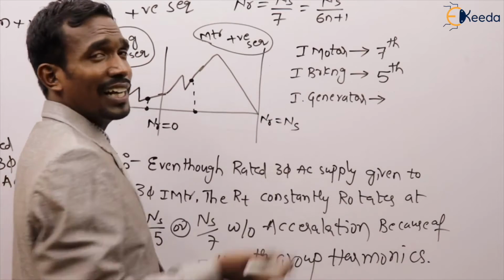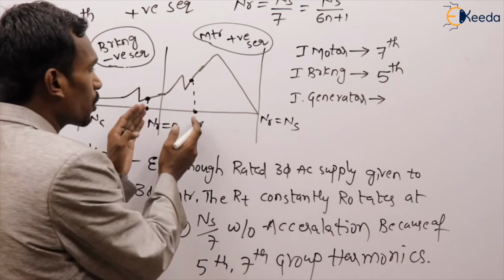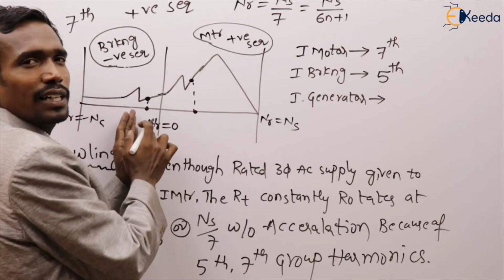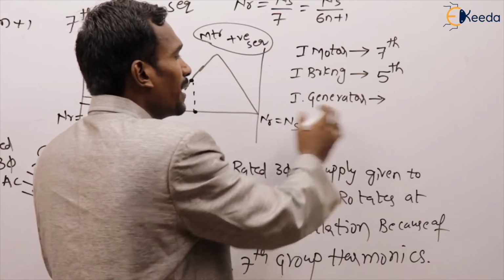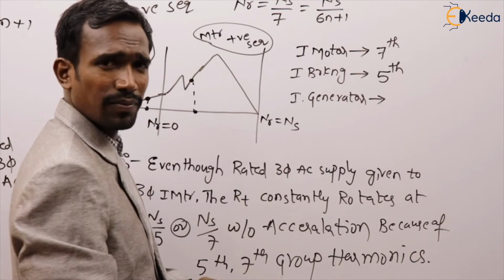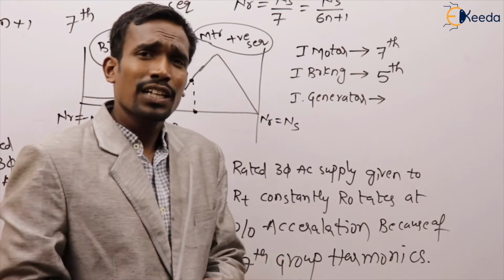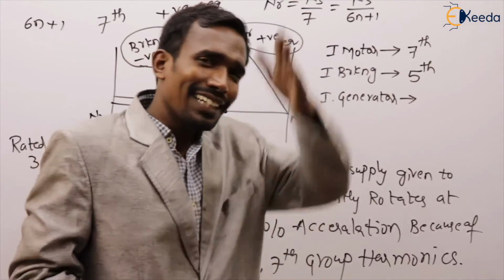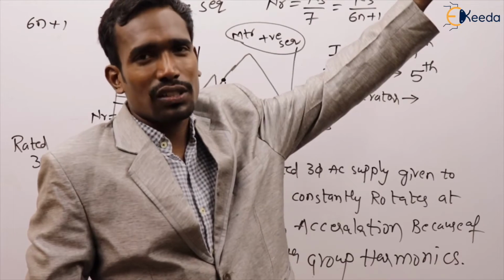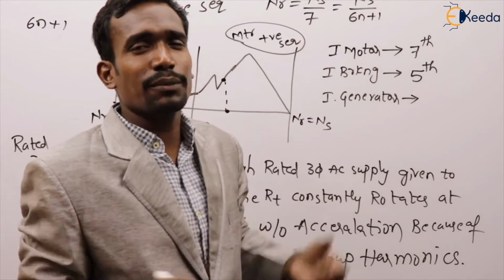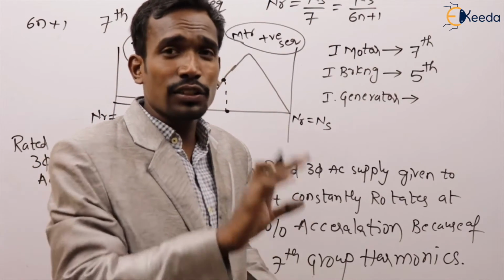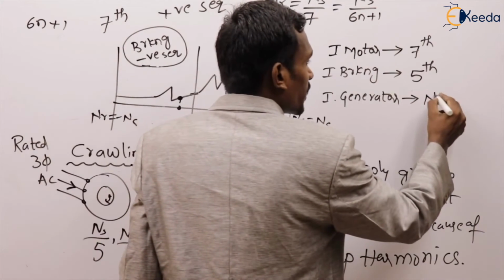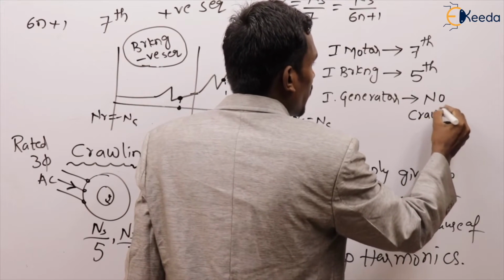Crawling in induction generator. Actually, crawling will occur in this place only, because Ns by seventh is here, Ns by fifth here. But in a generator, the speed is greater than Ns. In the region greater than Ns, do you find any Ns by seventh or Ns by fifth? Sir, it has already crossed Ns. There is no possibility of Ns by fifth or Ns by seventh. That's why in an induction generator, no crawling.